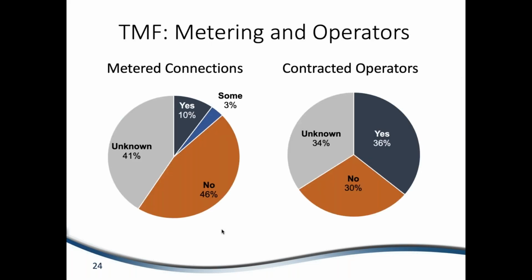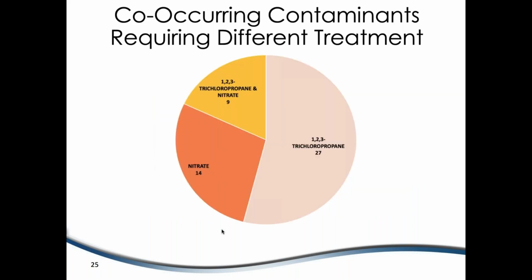A couple last things about the way that we look at these things is just the technical, managerial, financial aspects. Meters and operators give us a sense of that. Generally speaking, most of those systems don't have meters yet, and they don't have the same degree of really contracted operations. So they're relying heavily on their own internal staff to address this, which is why we think the consolidated model will help.